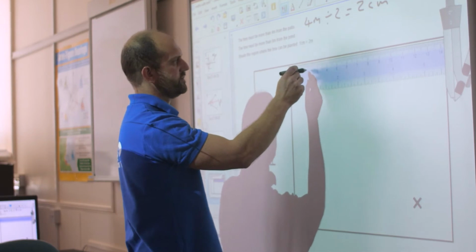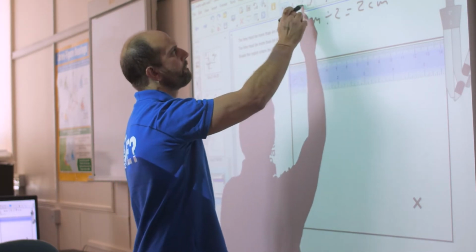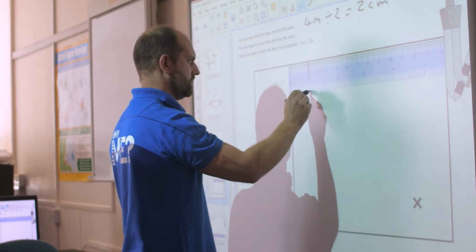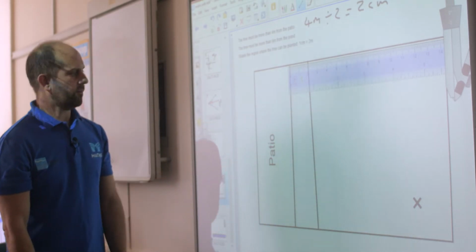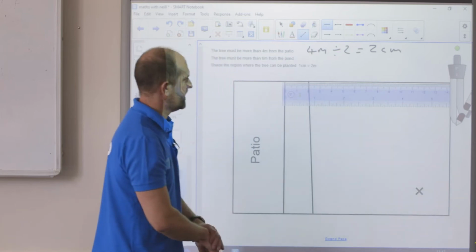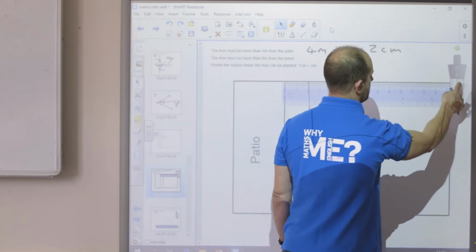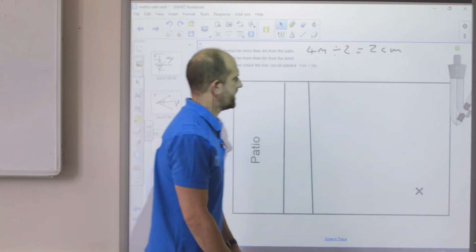So there's 2 centimetres on my ruler. So straight line down, 2 centimetres. So my tree cannot go in this bit here. I can now get rid of the ruler. Don't need that again.